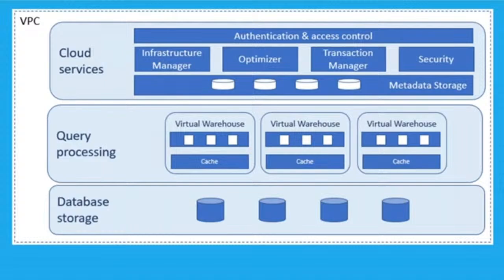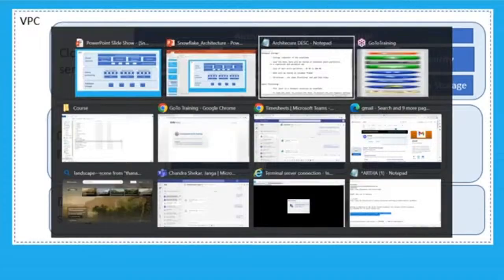So we have a cloud services layer, then a query processing layer, and then a database layer. Why am I repeating this again and again? This Snowflake architecture is very important. You will surely get one or two questions on Snowflake architecture in every interview, in all the companies. That's why I am repeating. Now we will discuss them one by one.